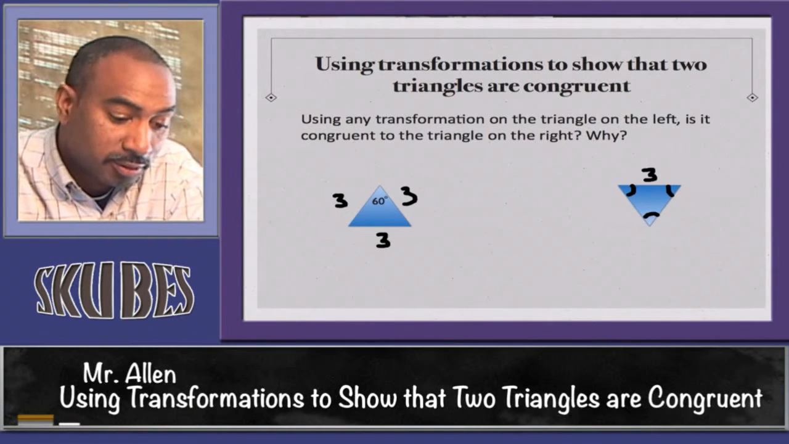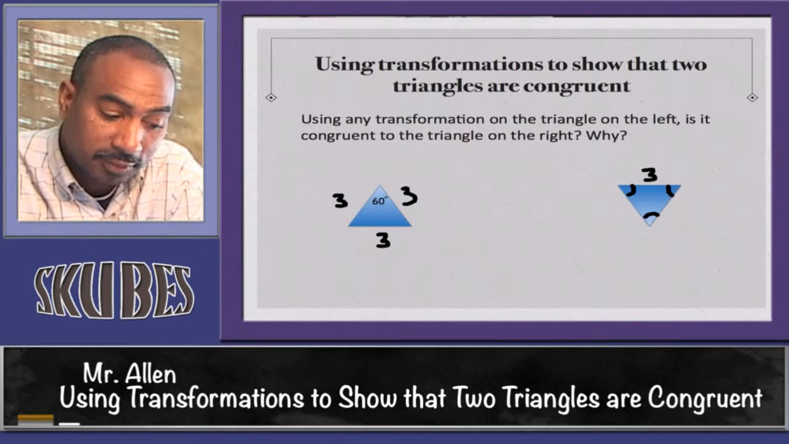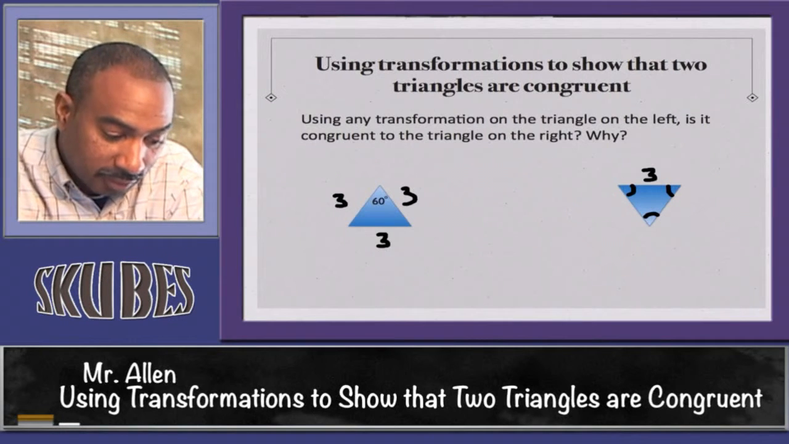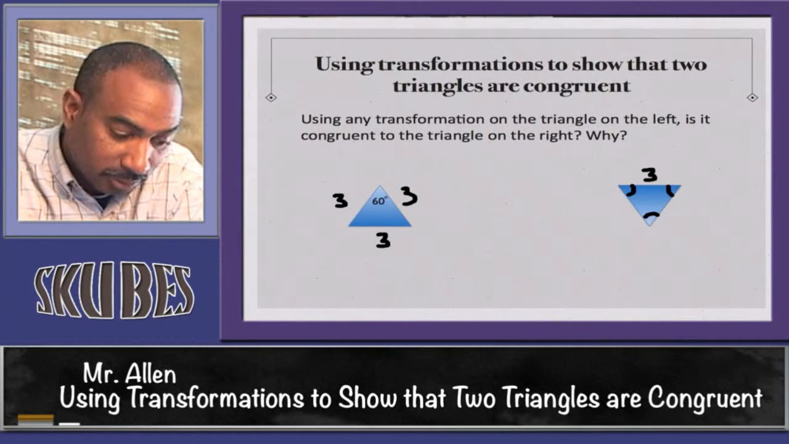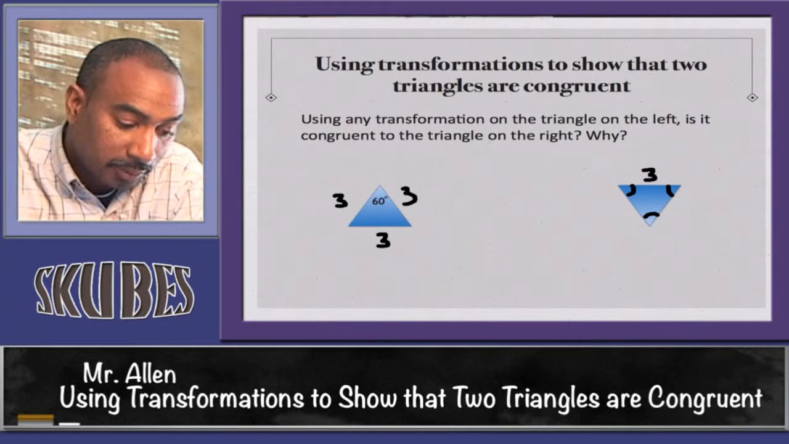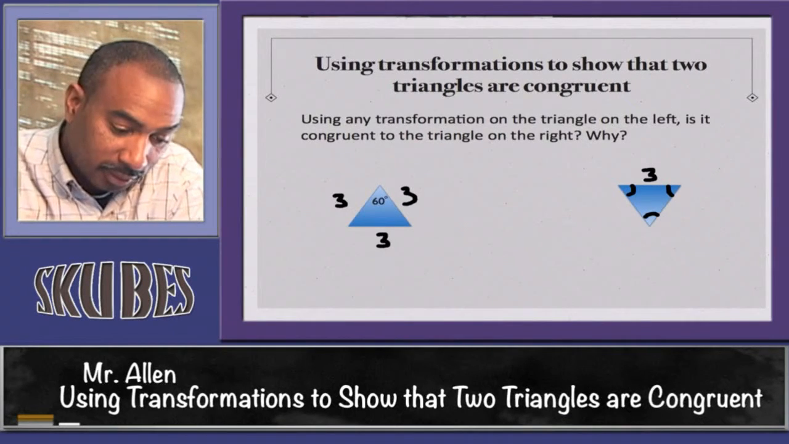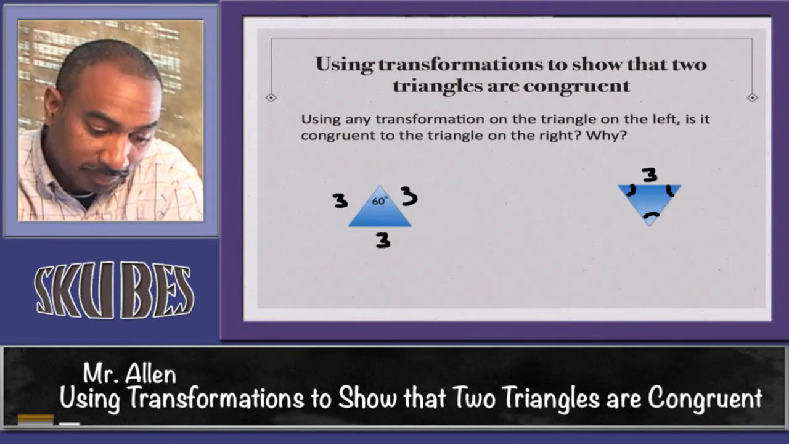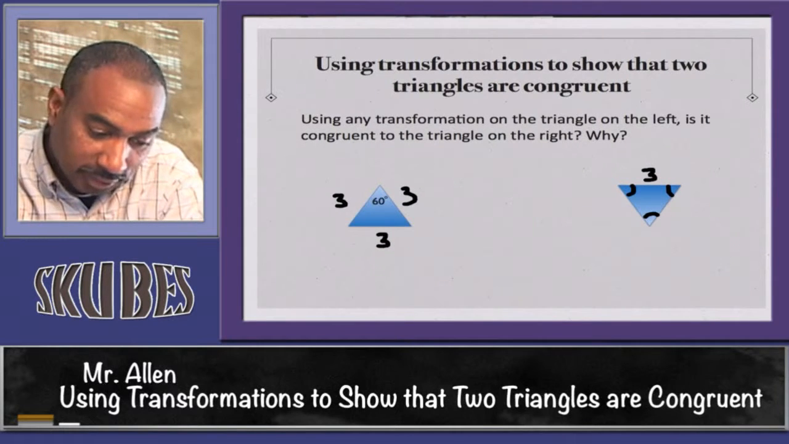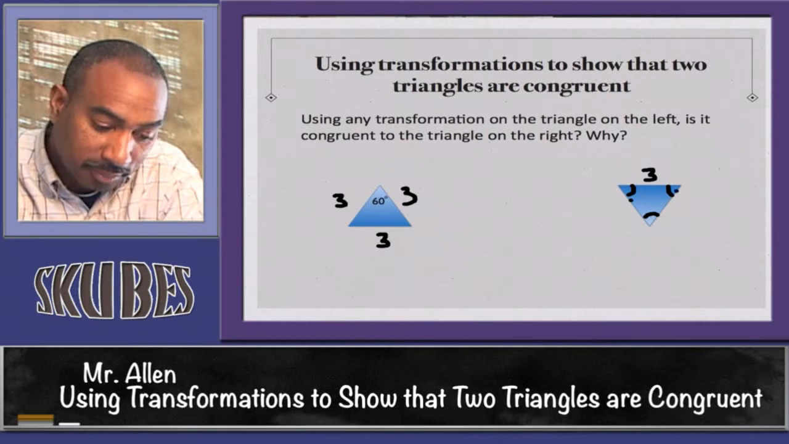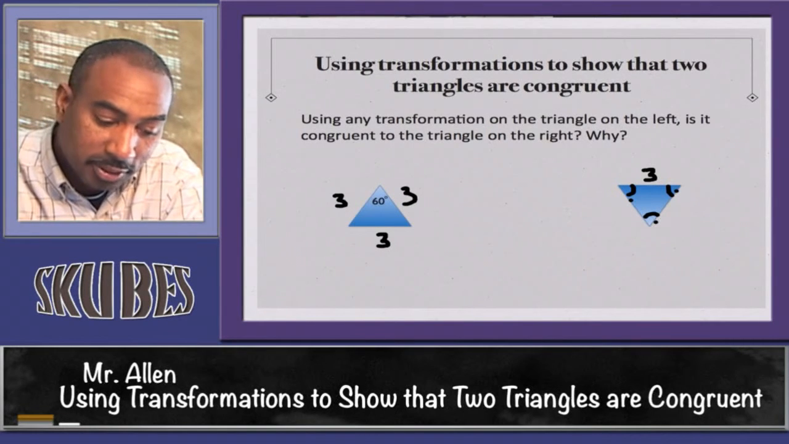All right, using any transformation on the triangle on the left, is it congruent to the triangle on the right, and why? Well, now look carefully at this. I have a length of 3, 3, and 3, which means that this is an equilateral triangle. And if you look at the triangle on the right, I have a length of 3. This means that these three angles are the same measures.